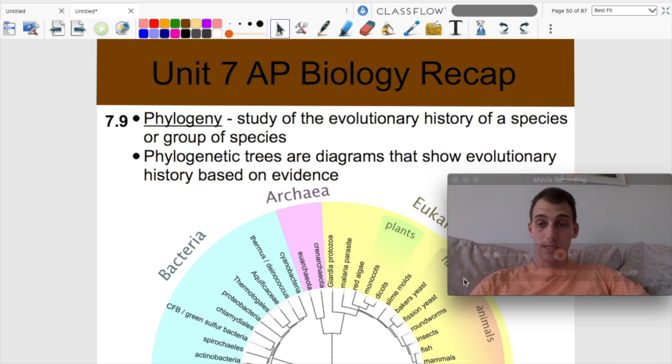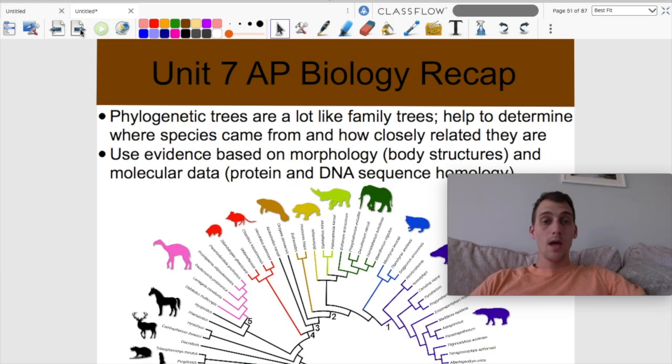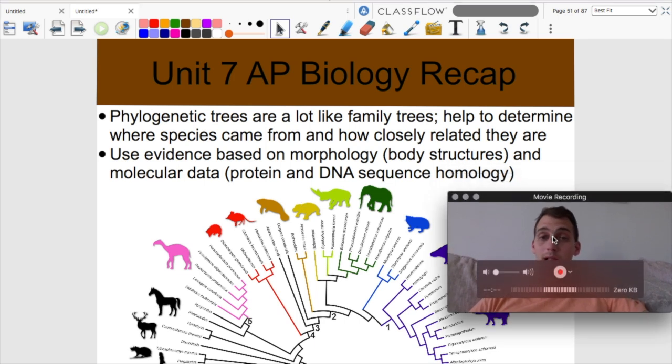In a diagram like this one, this is the tree of life, kind of like what Darwin drew in his notebook. It's a diagram that shows the evolutionary history based on the forms of evidence that we've talked about, like the fossil record, comparative anatomy, and especially DNA and molecular similarities. Something you're going to see on the AP exam are some phylogenetic trees, and we've got to learn how to read them and figure out what they mean. They are a lot like family trees.